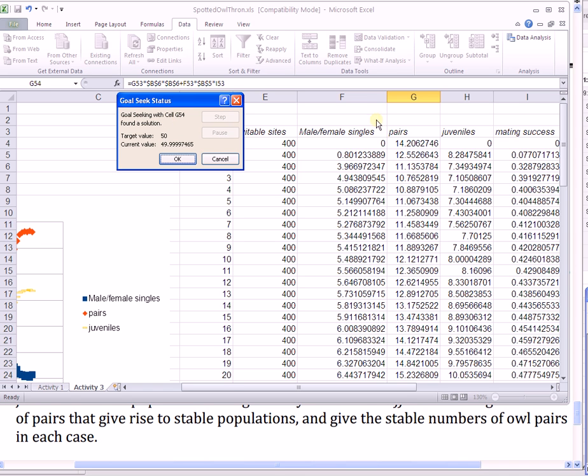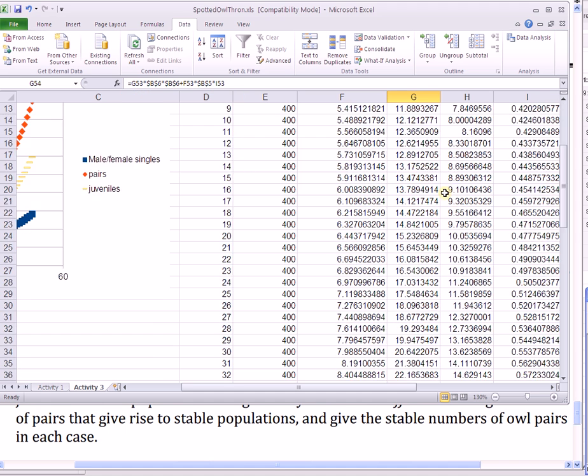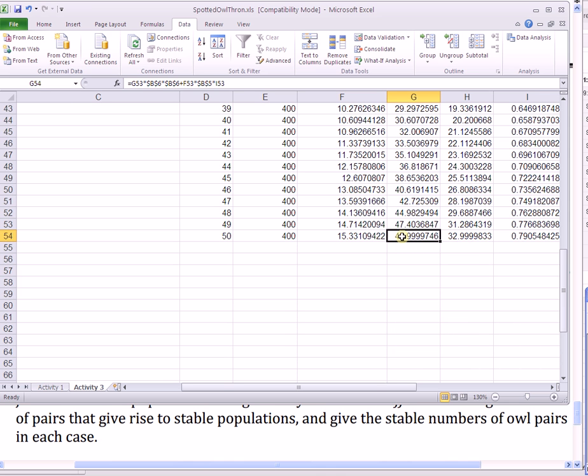And it says goal seek found a solution. It changed the number of pairs to 14. And we can scroll down here to the number of pairs at time 50. And that's just about 50, what I wanted. So let's try this again, just to show you how this works. Suppose I would like this number here to be 45.